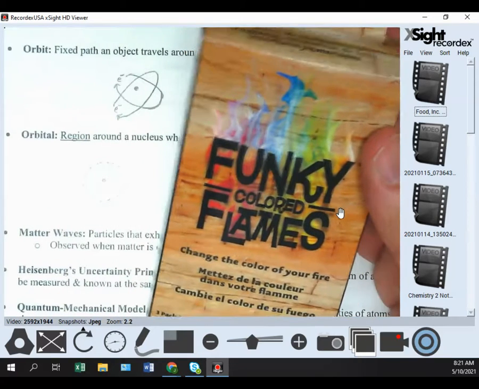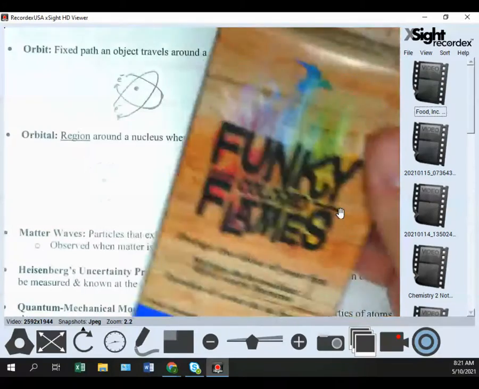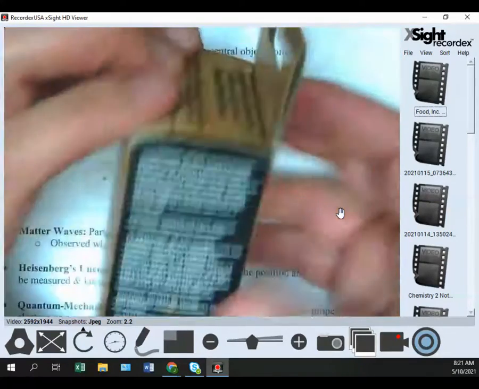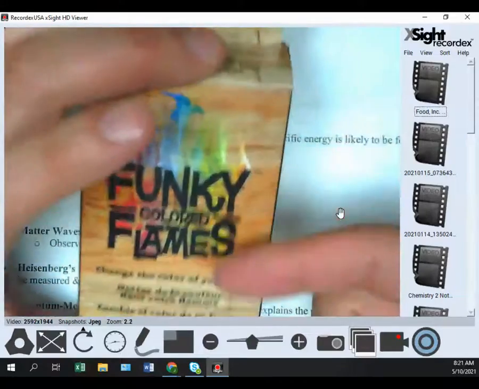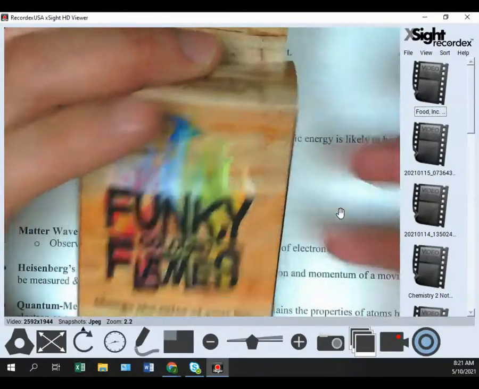Oh, I have an entire 25 pack of those. You did find it, buddy. I did or didn't? Oh, okay. So I did find this. This is what I was talking about, the different colors. You throw it in the flame, and when it burns, it makes the flames different colors, right?